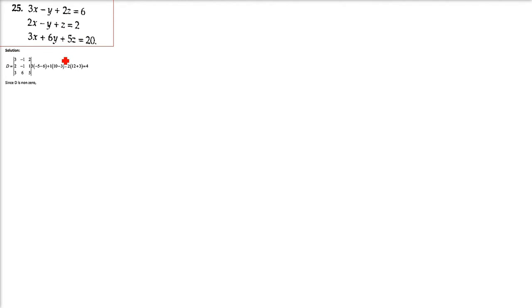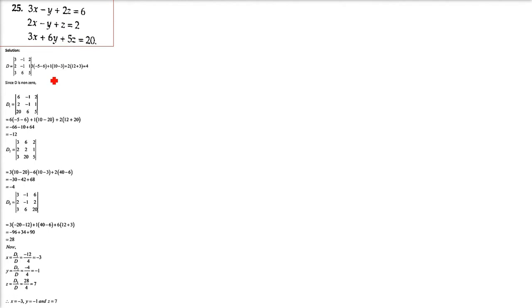It has not been asked whether it is inconsistent, consistent, or which kind of thing. So you just have to compute D first. So it will be 3, 2, 3, minus 1, 6, and 2, 1, 5, like this, D. So when we compute this, it is going to come as 4.